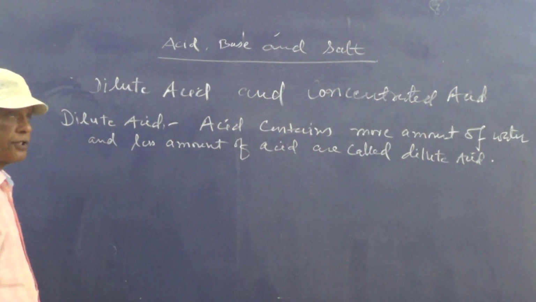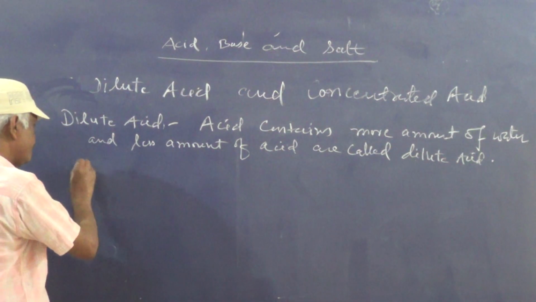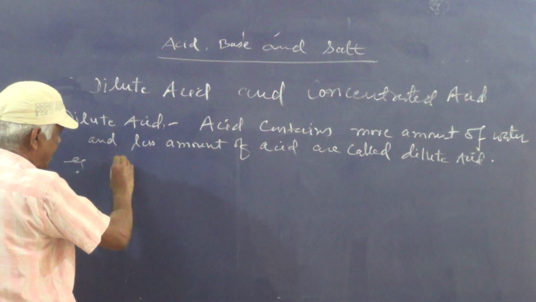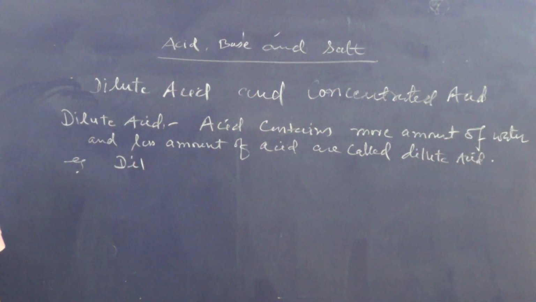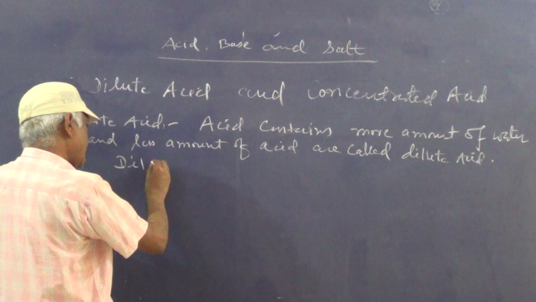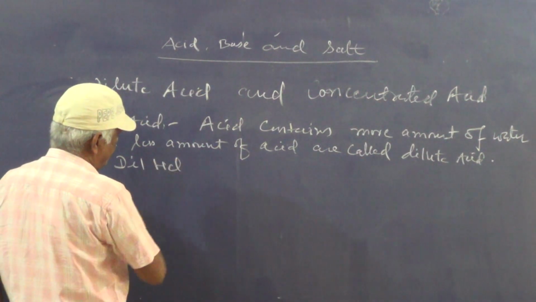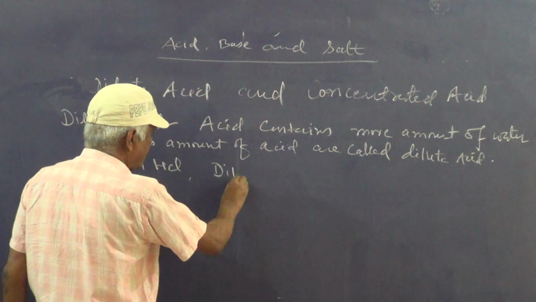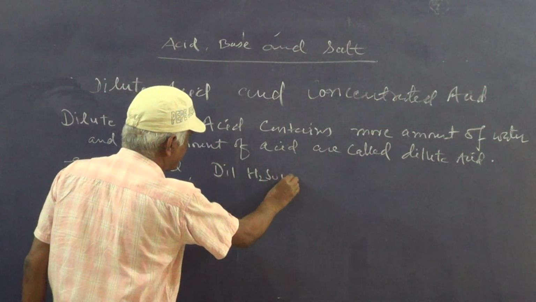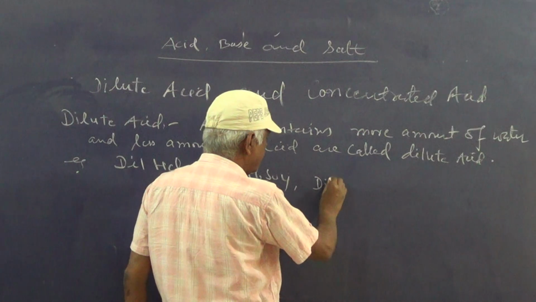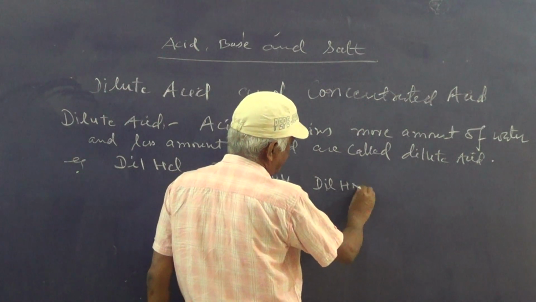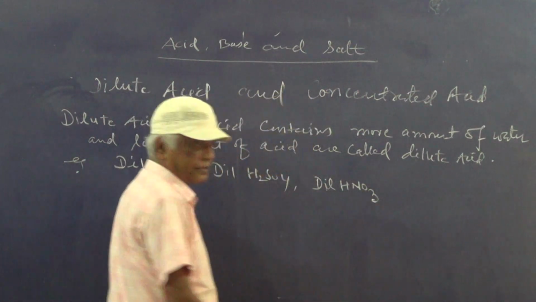In short form, it is written like this. Dilute is short form DIL, DIL for dilute. Dilute HCl, dilute H2SO4, dilute sulfuric acid, dilute nitric acid is written like this, formula HNO3.